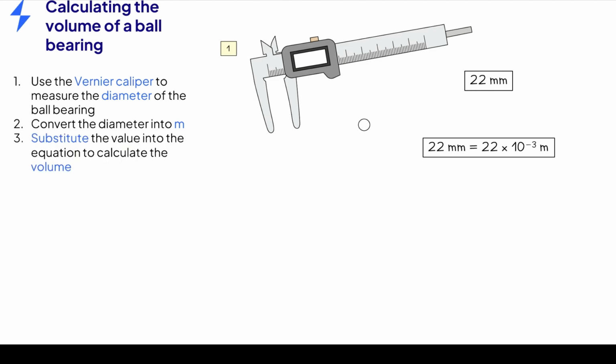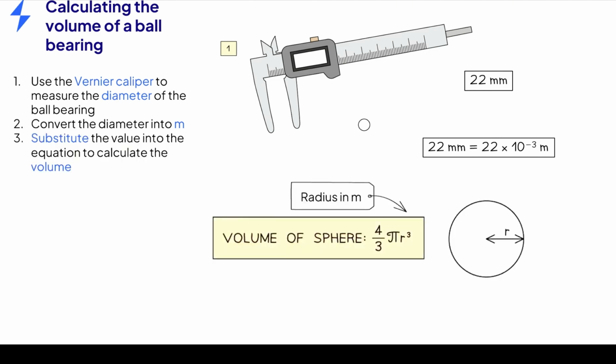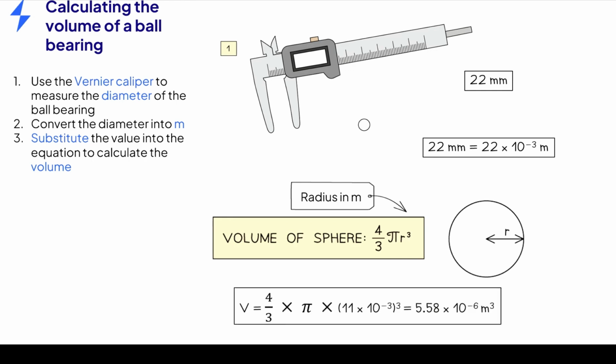Substitute the value into the equation for the volume of a sphere. V is equal to 4/3 pi times radius cubed, which is half of the diameter. 4/3 times pi times 11 times 10 to the power of minus 3 cubed equals a volume of 5.58 times 10 to the power of minus 6 meters cubed. Show each step of the substitution. You can still earn some marks even if you make a mistake.